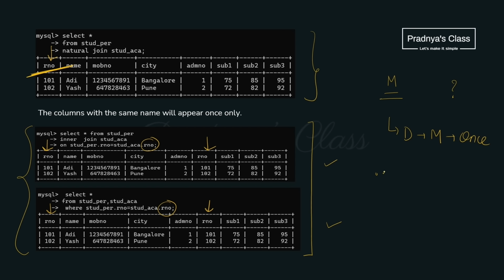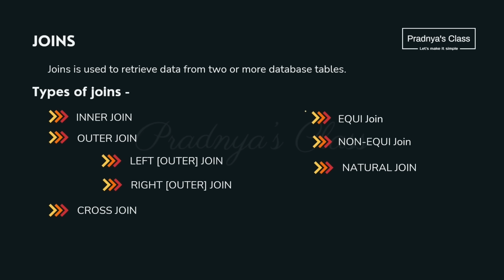Hope you understood. Then let's revise these three joins. In equi-join we got the matching record and we use the comparison operator equal to. In non-equi-join we use these comparison operators: greater than, less than, greater than equal to and less than equal to. Natural join also gives the matching record, but the common column will get displayed only once.